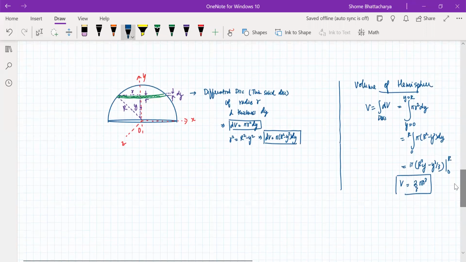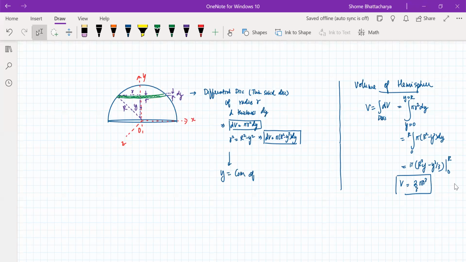Now coming back to center of mass. What is the y coordinate of the center of mass of this disk? It is y itself over here. So therefore the y coordinate of the center of mass of the hemisphere will become integration y dm divided by total mass, so integration y into rho into dV.